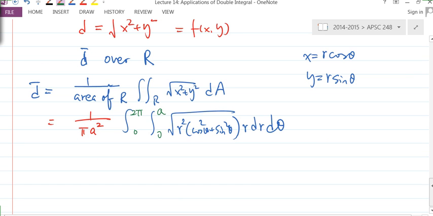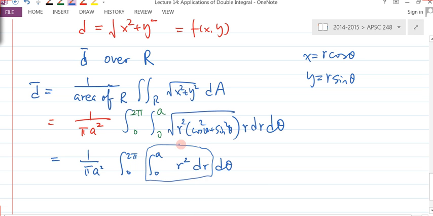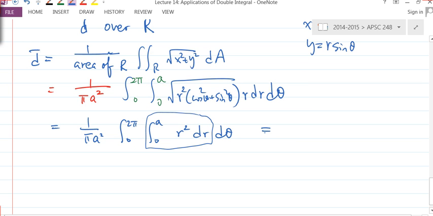Once you get this, it's pretty straightforward now. 1 over pi a squared, integral from 0 to 2 pi, integral from 0 to a, r squared dr d theta. It is a double integral, but actually it's more like two single integrals. Once you finish the inner integral, there's no theta anymore, so theta basically gives 2 pi. So altogether, I'll give you ten seconds. Okay, you try this one out and see what you get.